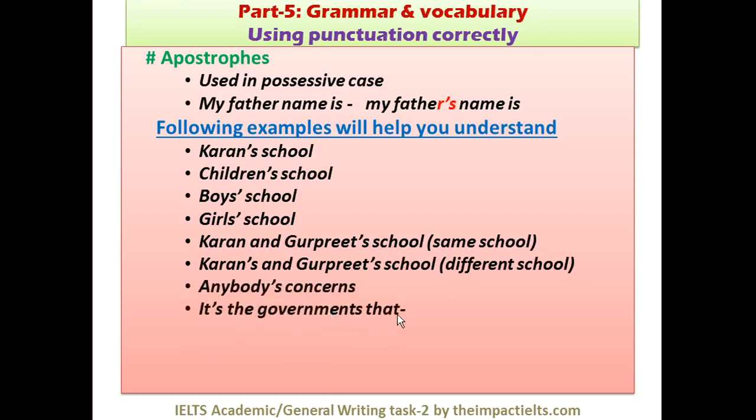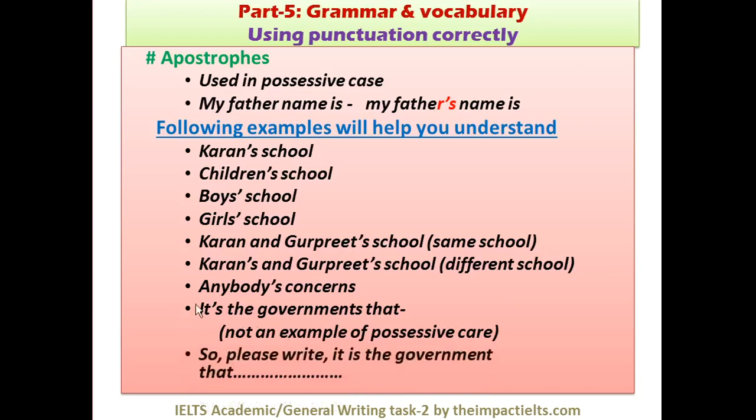It's the government that, it's the government's that. Now, I don't think this is an example of the possessive case, because this simply is it is, and this is the contracted form. So be careful. Don't use it's this way. This is a very common mistake I have seen in candidates in IELTS writing. So please write it is the government that. So this is the example of this one. That was the apostrophe.